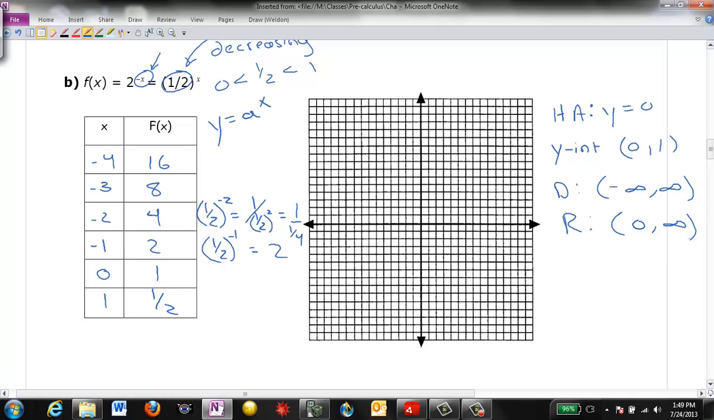Let's go ahead and plot these points. Okay? So we're going to be at (-4, 16). So we're going to start up here. So there's our first point, (-4, 16). And then we're going to go (-3, 8).